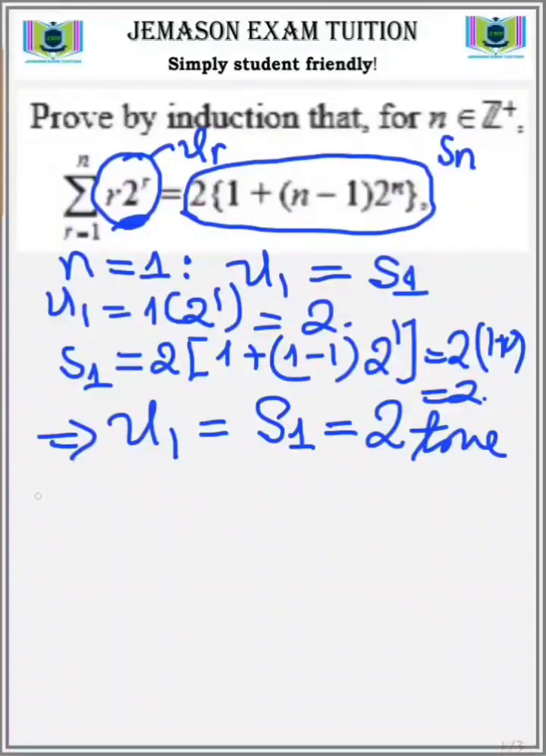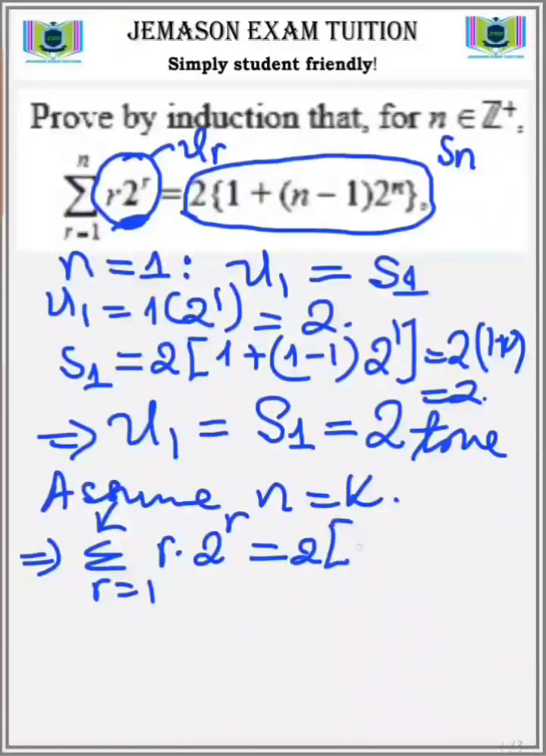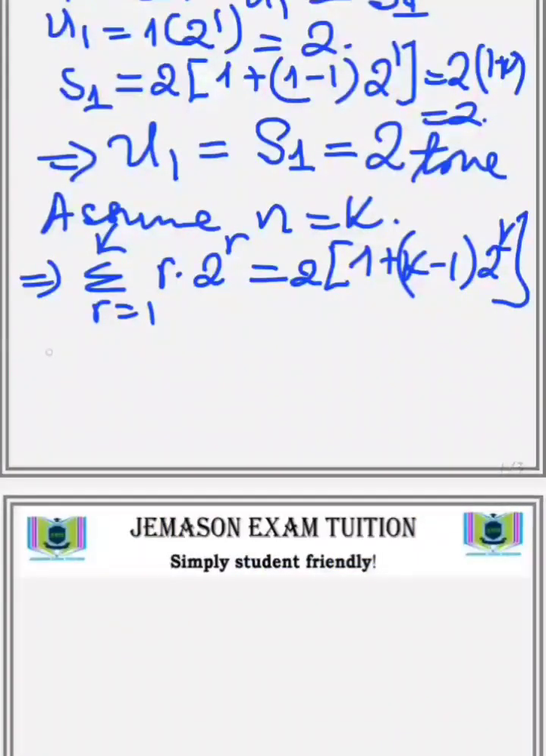In the hypothesis step, we would assume that the formula is true for n equals k. So to get the statement that we'll write in the hypothesis step, we just go to the formula and replace every n by k. So I get summation from r equals 1 to k of r times 2 to the r equals 2 into 1 plus k minus 1 times 2 to the k. So from here now, I have to go to the inductive step where I need to prove that the statement is true for n equals k plus 1.